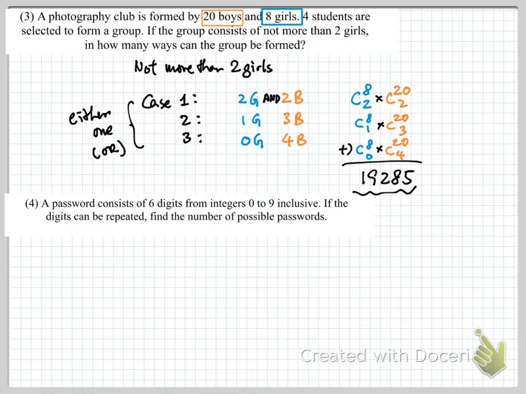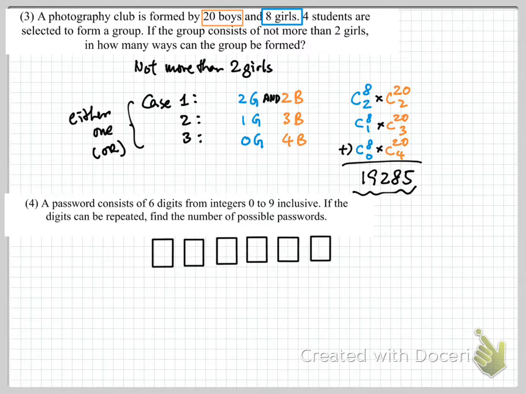Okay, we have question 4. A password consists of 6 digits, from 0 to 9, there are 10 of them. If the digits can be repeated, find the number of possible passwords. So imagine you have 6 boxes for the password, 1, 2, 3, 4, 5, 6. Think about how many choices there are in each box. If you allow the digits to repeat, for the first digit there are 10 choices.